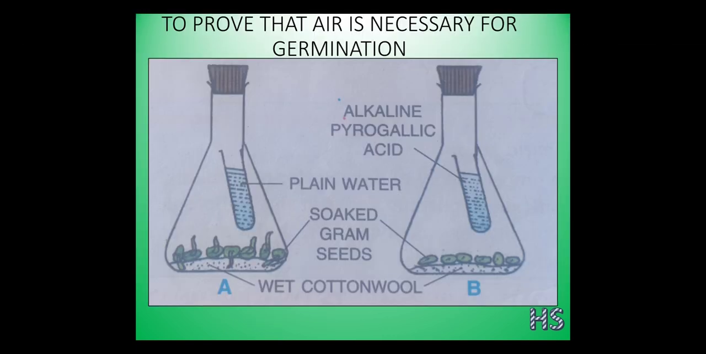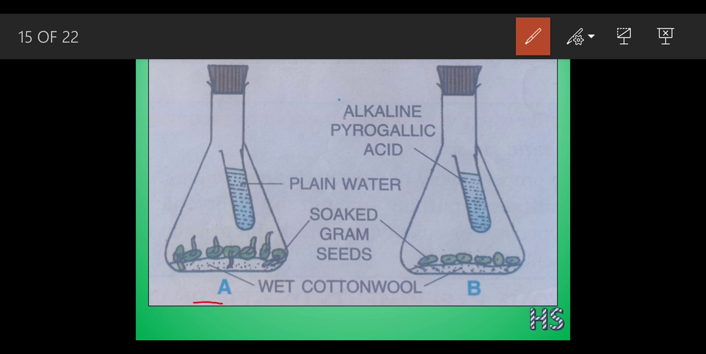Now the third condition was related to oxygen. We have to prove that air is necessary for germination. Two flasks have been kept, flask A and flask B. I'm going to mark this for you: in both flasks, wet cotton wool has been kept.